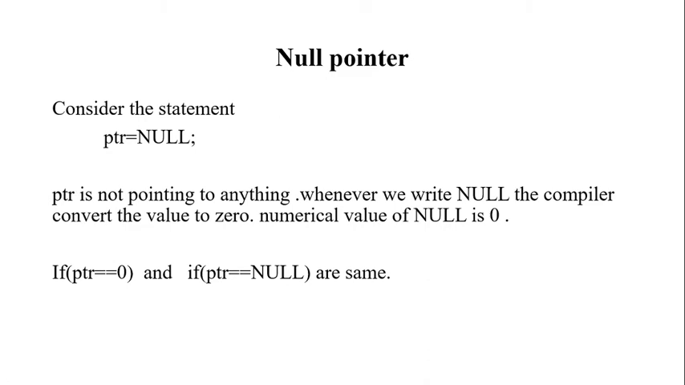Then what is a null pointer? So consider the statement ptr is equal to null. So null is the keyword. It is same as the integer value 0. So ptr is not pointing to anything. Here the ptr pointer variable is not pointing to anything. So this ptr is known as the null pointer. Whenever we write null, the compiler converts the value to 0. Numerical value of null is 0. So this type of statement, if ptr is equal to 0 and if ptr is equal to null, both are same because null is equivalent to the numerical value 0. So what is a null pointer? A null pointer is a pointer which points to nothing.